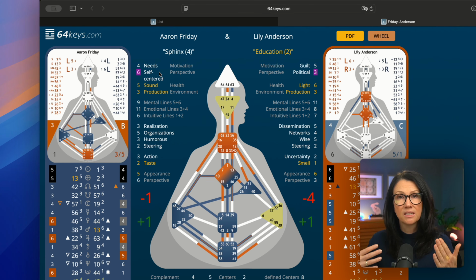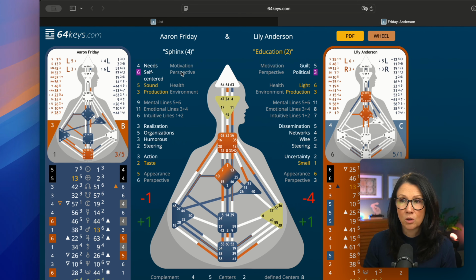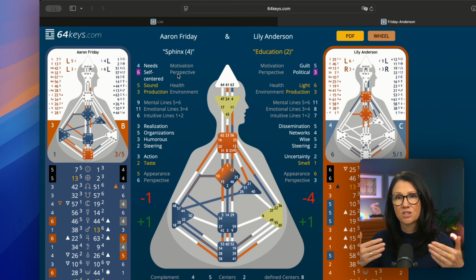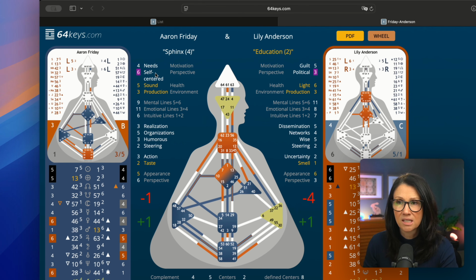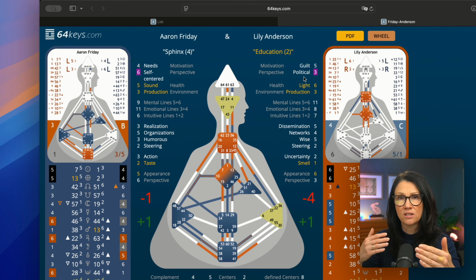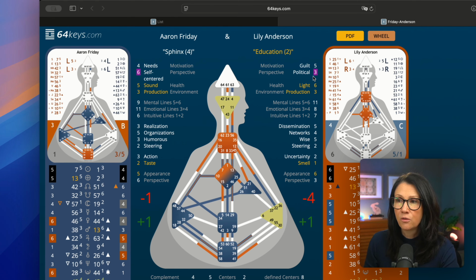In partnerships, this can be a source of conflict because when you have transferring colors, you tend to adopt the perspective or motivation of your partner instead of being true to yourself because they are so harmonic. So he has a self-centered perspective. She has a political perspective. And it could be that in discussions, they tend to switch those perspectives. So this is something that you can look out for and you will see it in 64 keys marked as being in transference here.